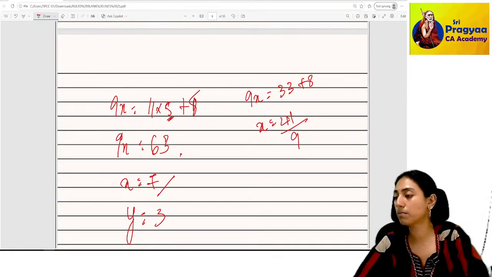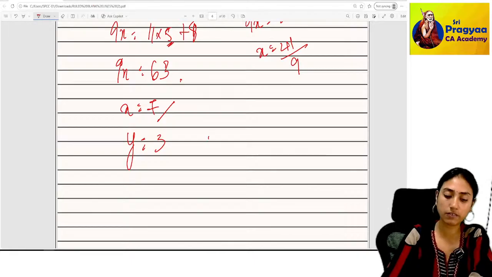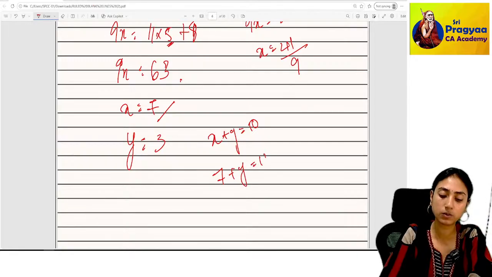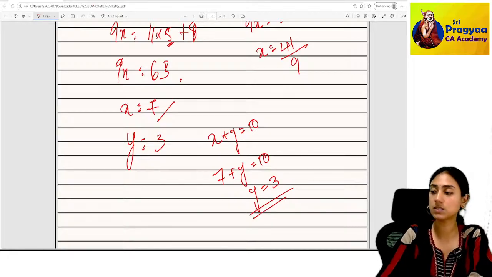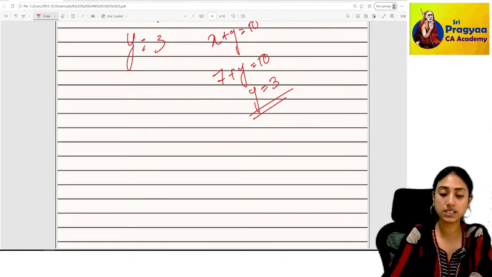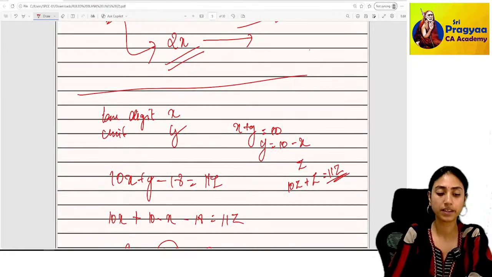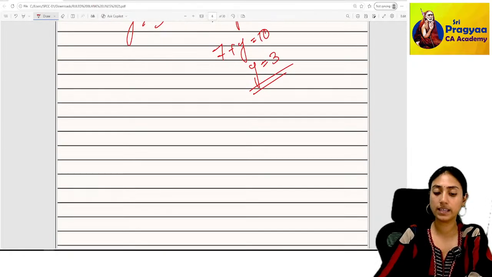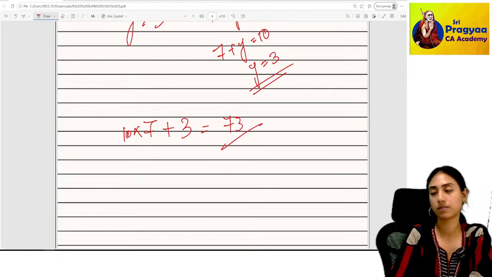Initially we saw that the sum of the two digits is 10. So when x is equal to 7, x plus y is equal to 10, then what will y be? 3. So what is my number? The x is in the tens place, that is our first assumption: tens digit is x, units digit is y. So 10 into 7 plus 3, which is 73.